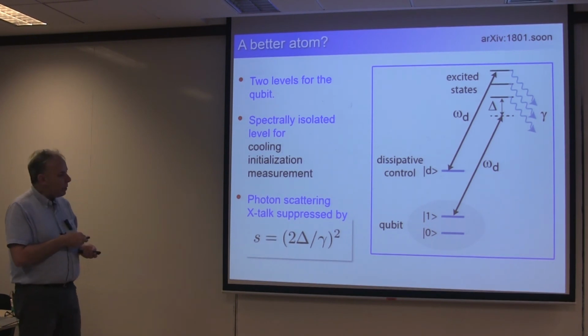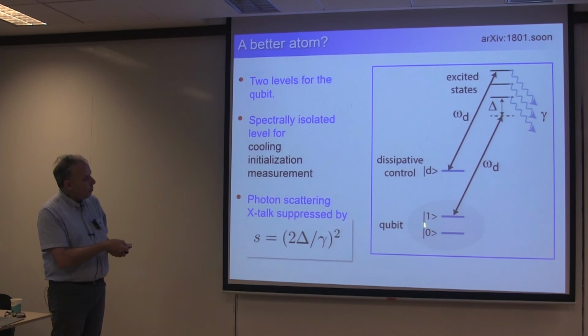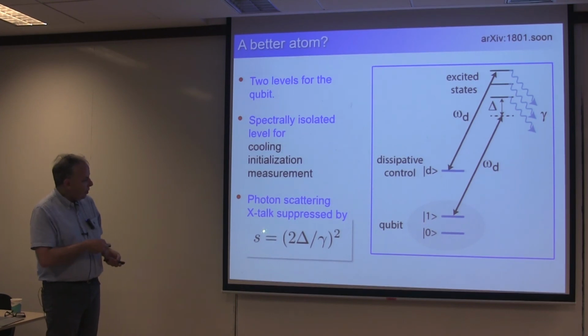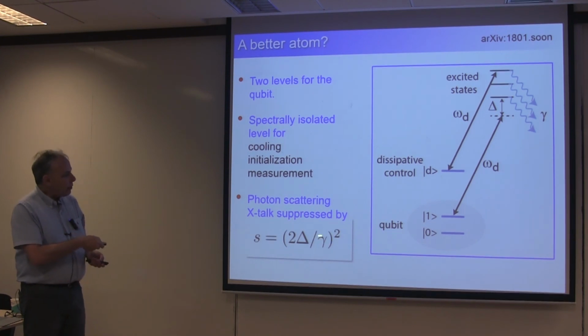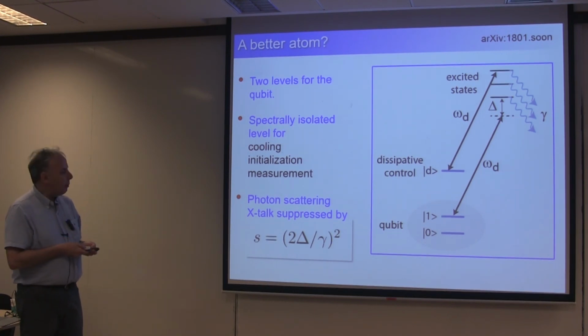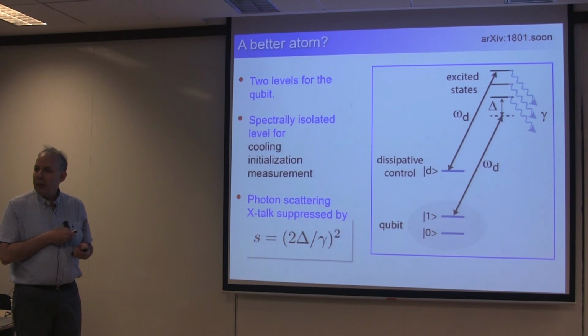So I can quantify how well my qubit is protected by a suppression factor I'll call S, which is just the ratio of this detuning delta divided by the decay rate gamma, squared. Okay? So if that factor is large for a given atomic structure, then I can have a good spectral isolation of my qubit from this level here.